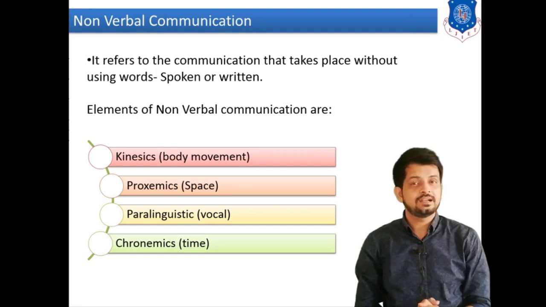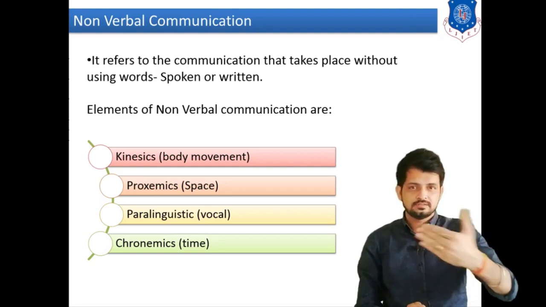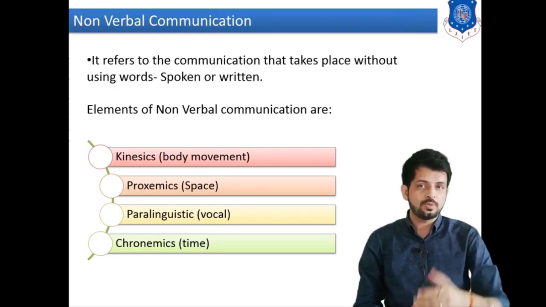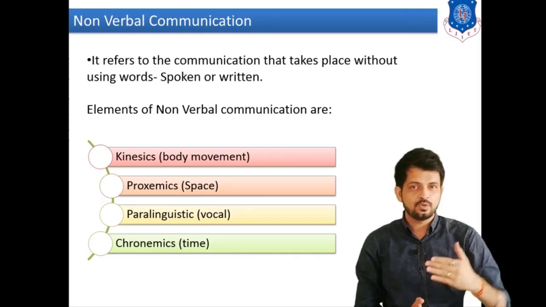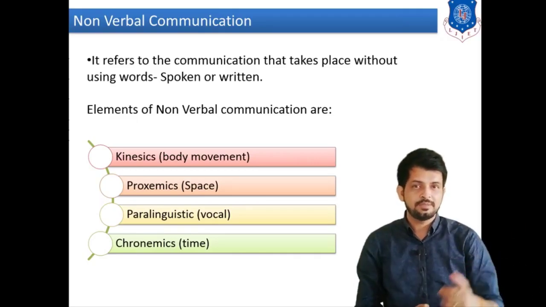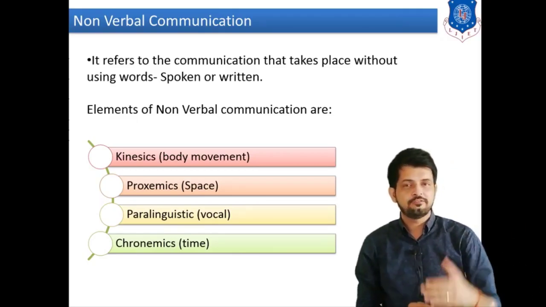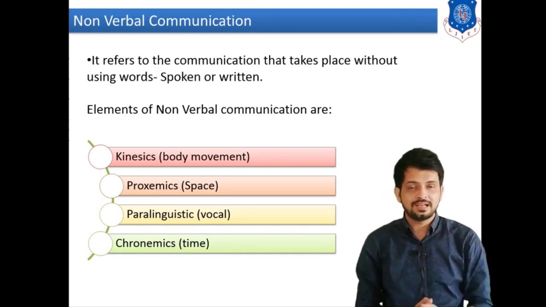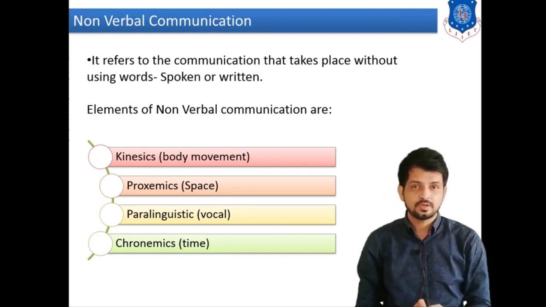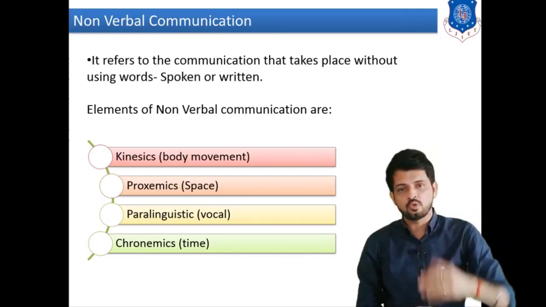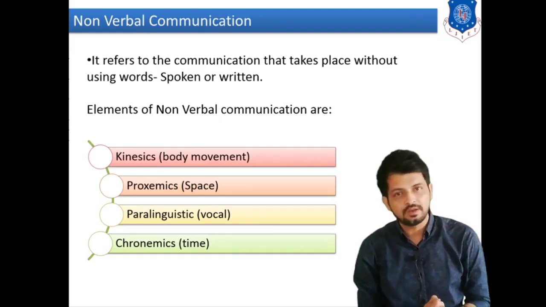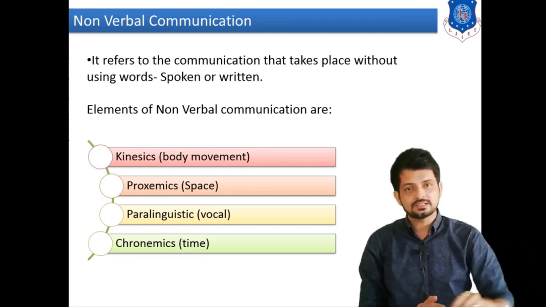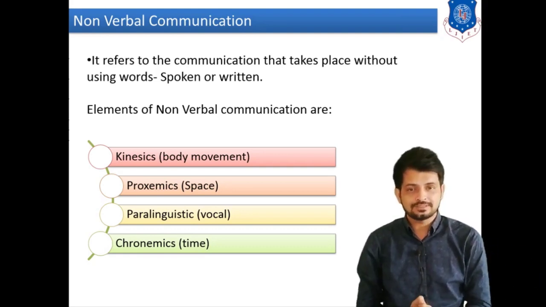Proxemics is related with space. The distance that you keep while you are communicating is known as proxemics. Like if you are talking with a colleague, then you will maintain a distance. If you are talking with a family member, then the distance will decrease. If you are talking with any great personality, any celebrity, then the distance will be more. So the distance that is kept between two people while communicating shows the communication, and that is considered to be proxemics.